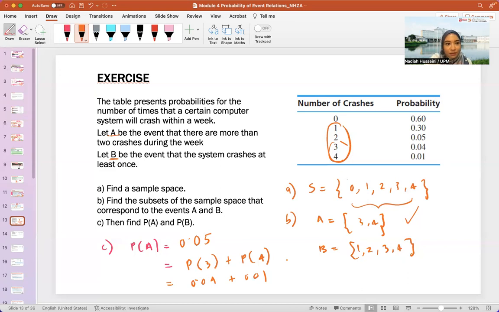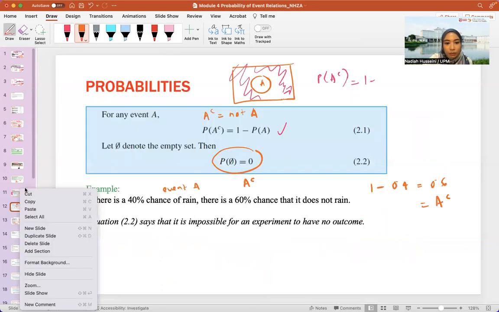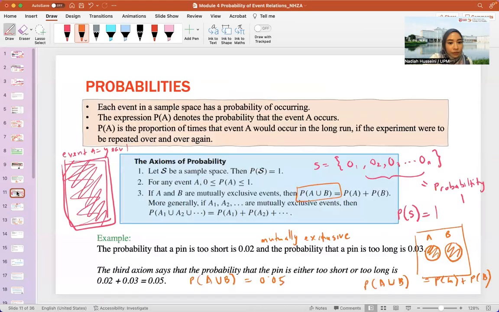So everyone's confused now? This is not union, we're not talking about union. We're talking about PA, the probability of A occurring, and also the probability of B occurring. Okay, so let's go back to the rule that we discussed, the axiom, and see if we can find any hints from there. So event A, which one was it? Is it the axiom?